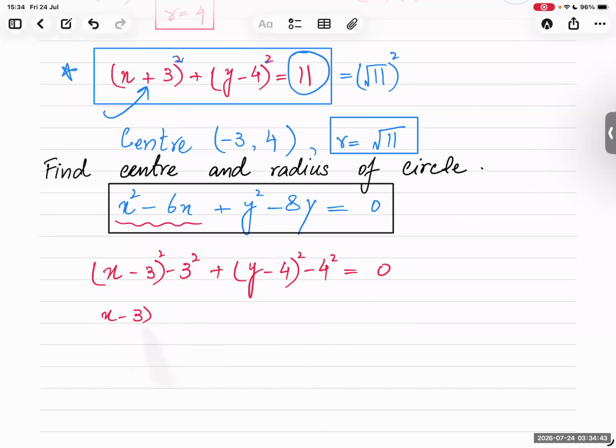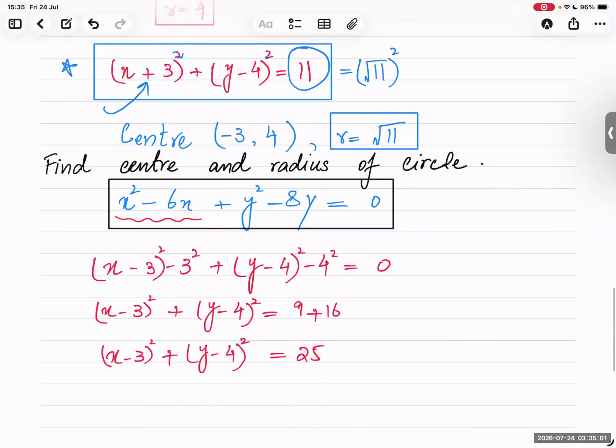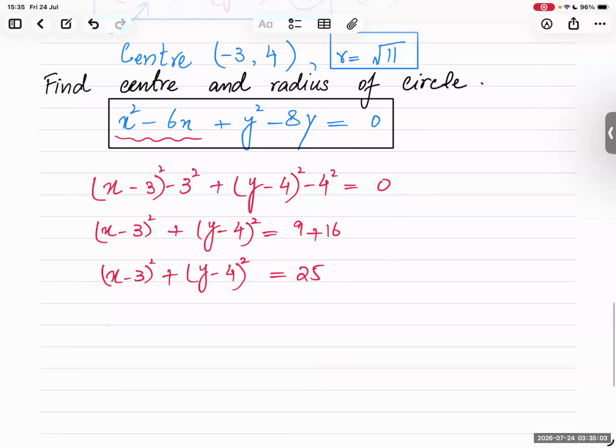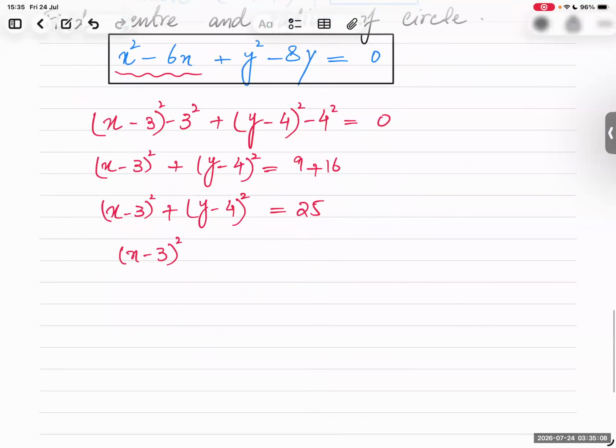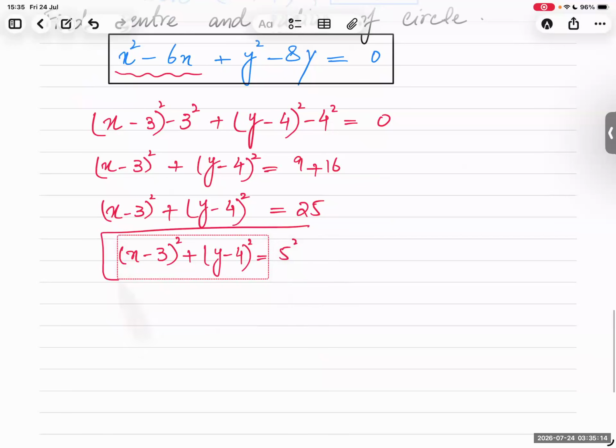That would be (x minus 3) square plus (y minus 4) square is equal to 9 plus 16, making it equal to 25, right? So what we can do is write it as (x minus 3) square plus (y minus 4) square is equal to 5 square, right?